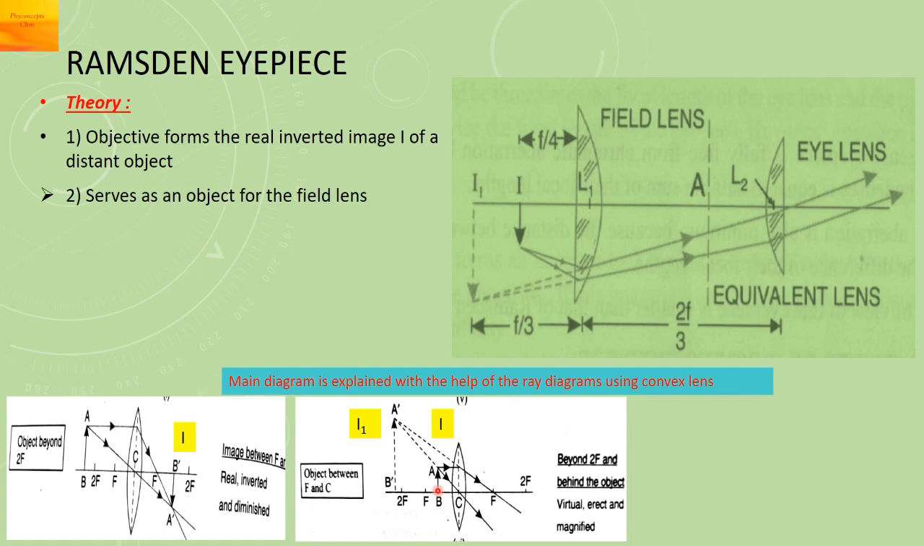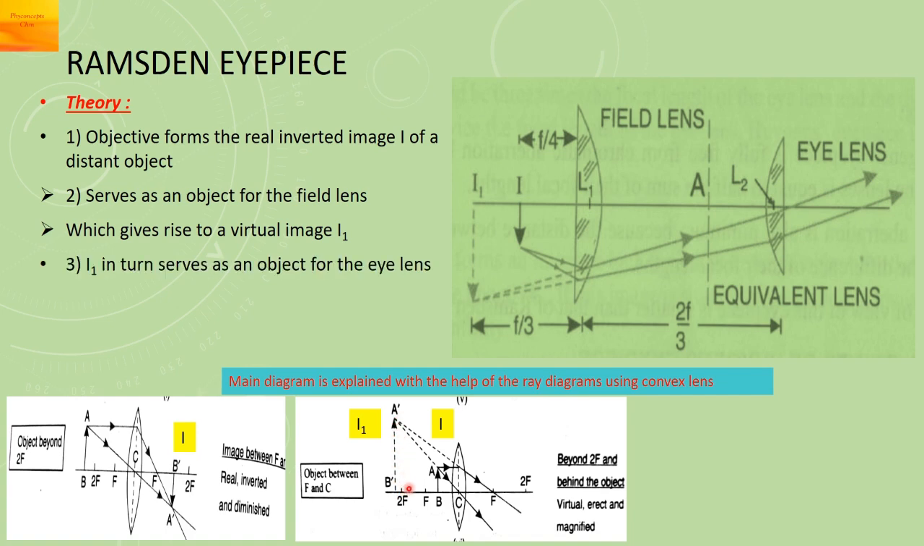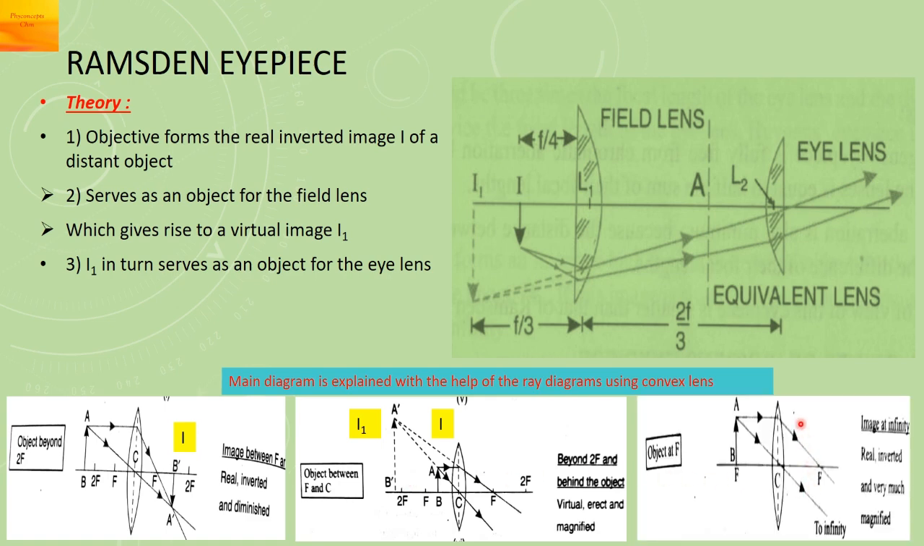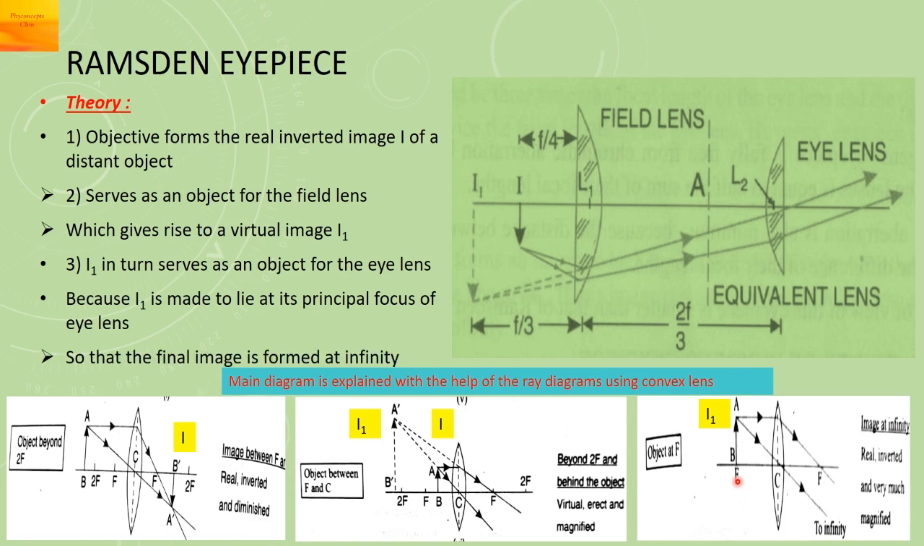So this image is now serving as an object for the field lens, which will give rise to a virtual image I1. I1 will now serve as an object for the eye lens. I1 is lying at the principal focus of the eye lens, so it will produce the final image. It will be formed at infinity.